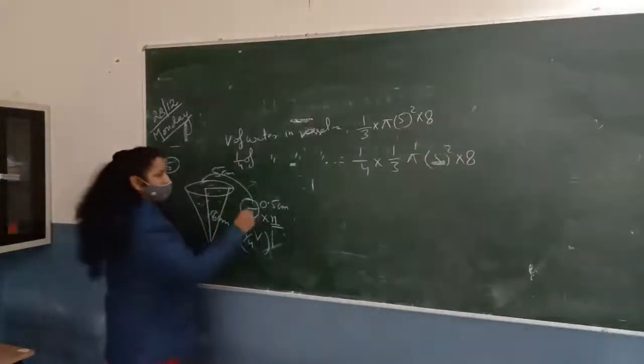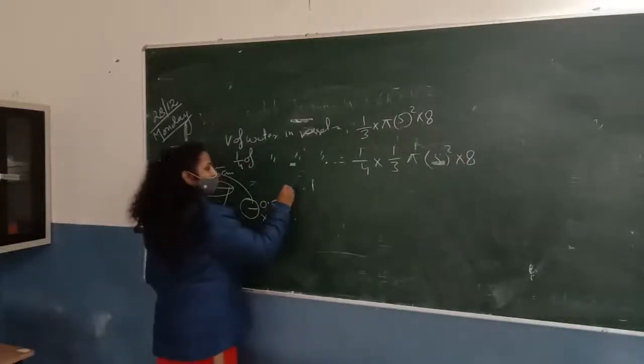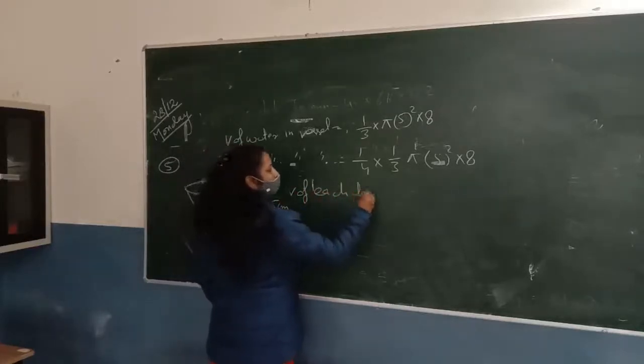Now let the number of lead shots be n. So first of all, tell me what is the volume of each lead shot.